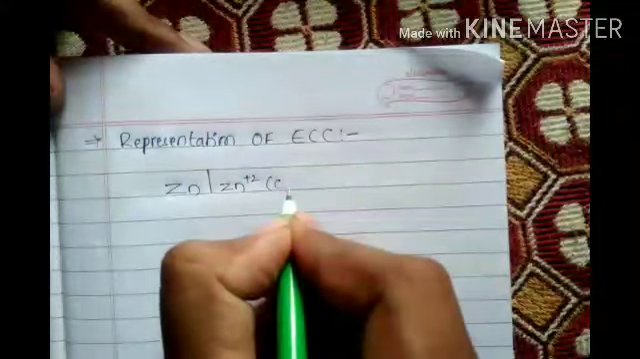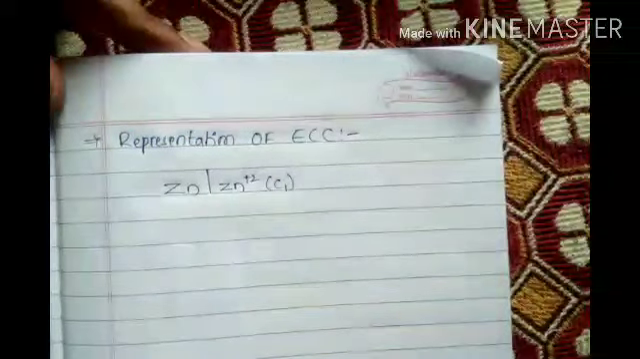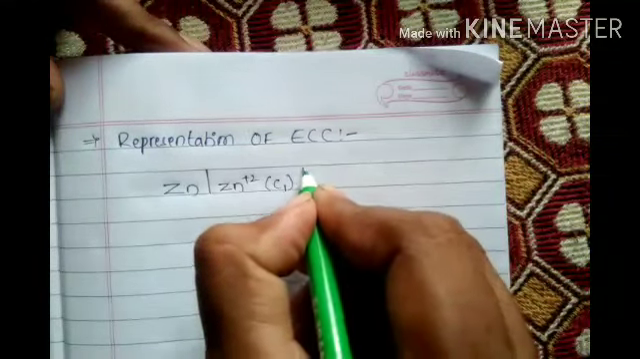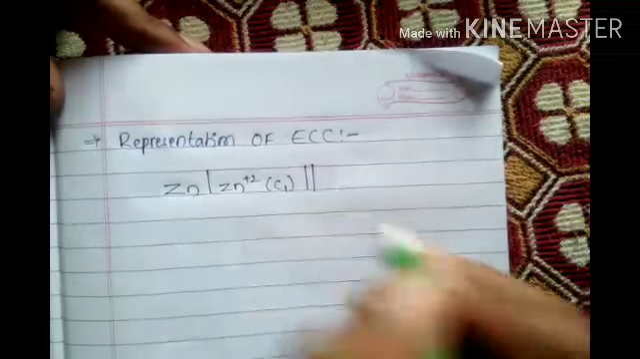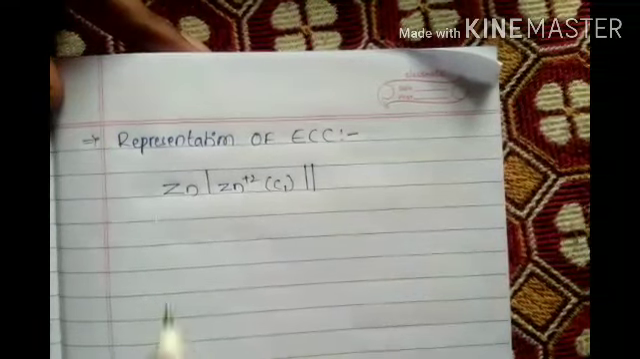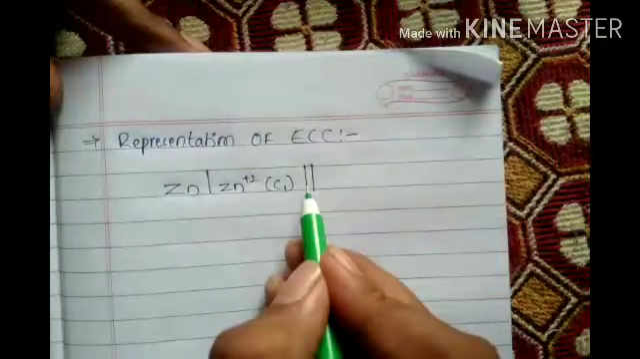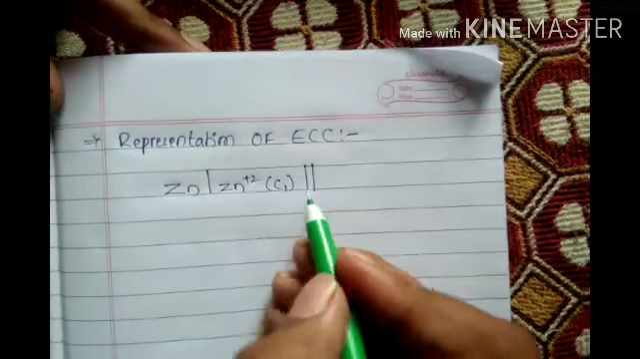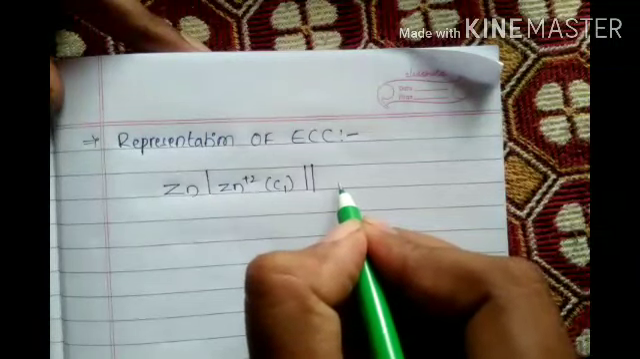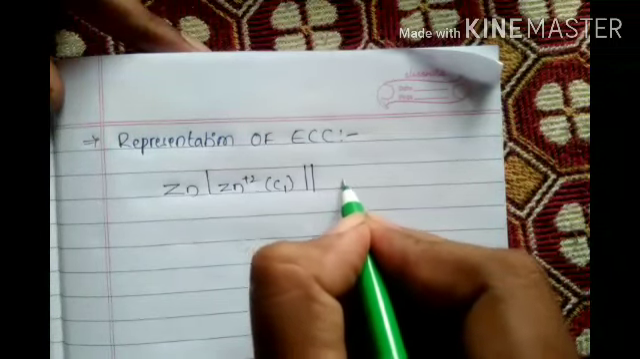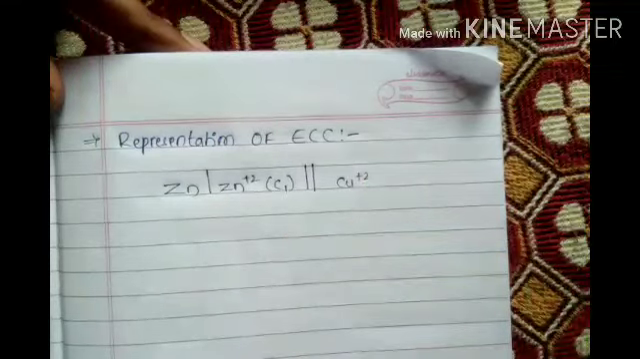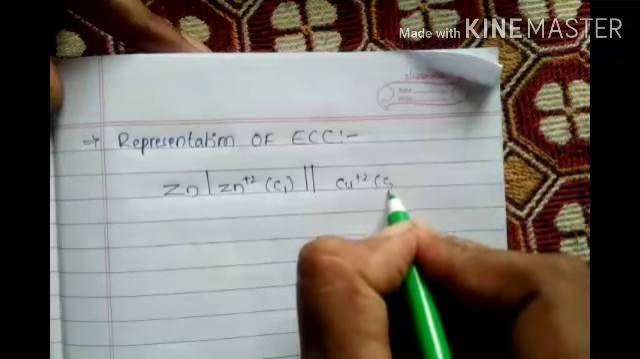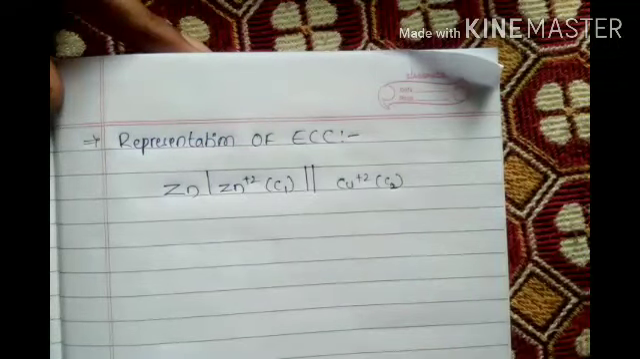Any information, for example the concentration, we write in a bracket. And the salt bridge is represented with two lines. Salt bridge is represented with two lines. Now the next solution, copper sulfate, Cu2+, and its concentration and any other information we write in a bracket.